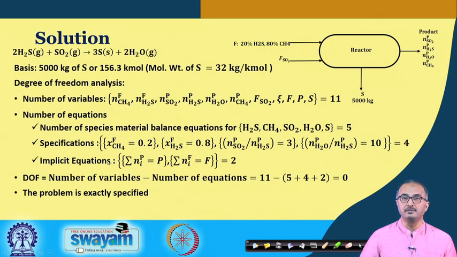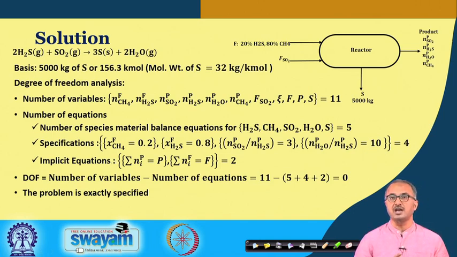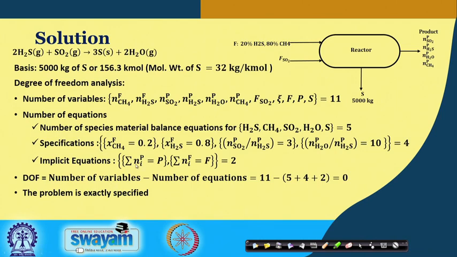And then we have some implicit equations, that is, those equations which have to be obeyed, for example, summation equations. As I told you in my earlier lecture, the total amount of the species in a given stream should give us the total amount of that particular stream. So if we sum up all the moles in the product, we should get the total product amount. Similarly, we can do it for the feed side. These two equations are called summation equations, and they give us 2 more equations.